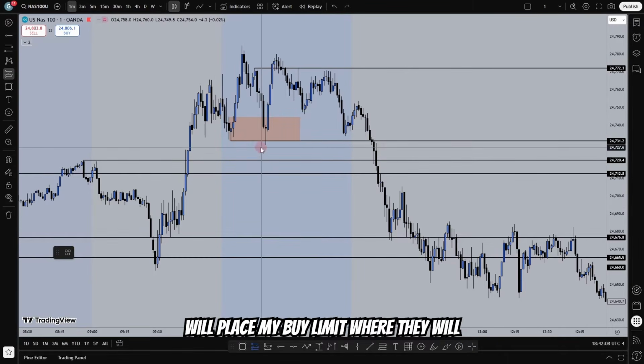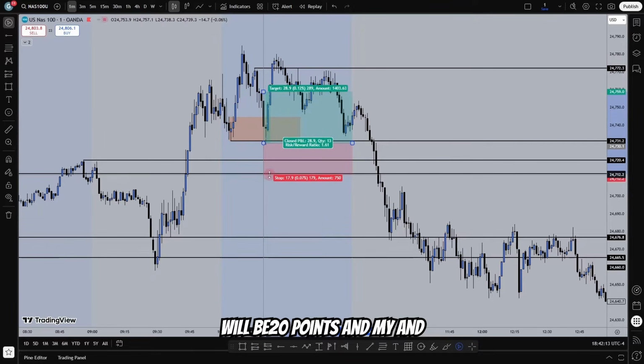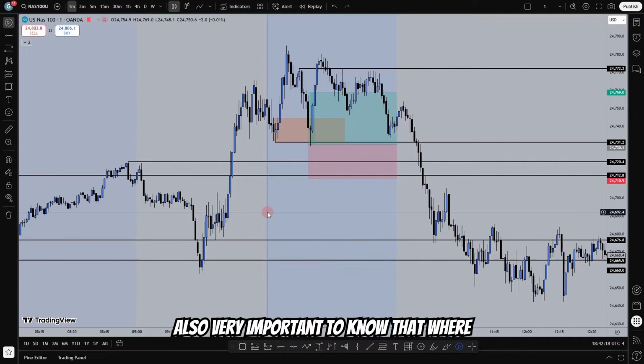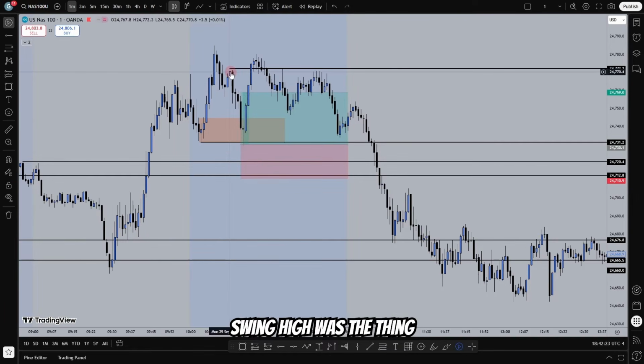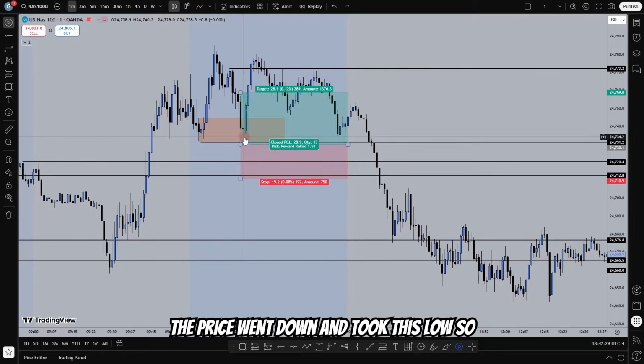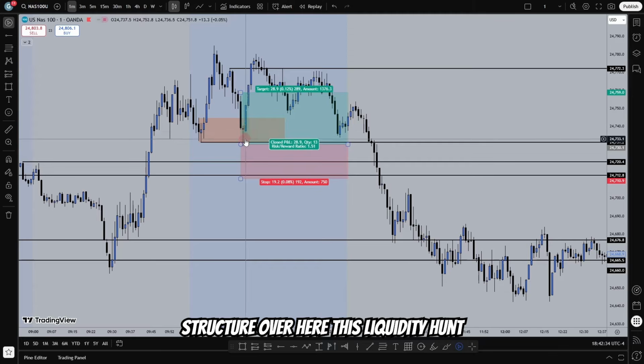So now I will place my buy limit where they will place the stop losses, and my stop loss will be 20 points. Now what will be my take profit? This is also very important to know, where your take profit should be. So now this swing high was the thing, right? This was the last swing high before the price went down and took this low. So this swing high caused this break of structure over here, this liquidity hunt.